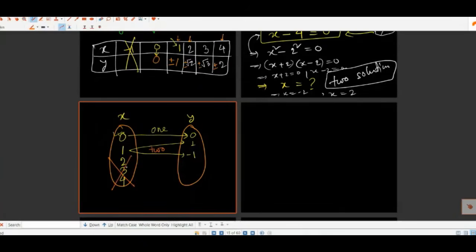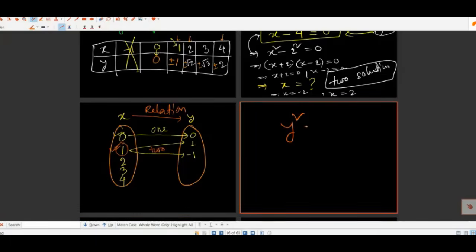We don't need to check the later values. We have understood that this is not a function because for this input 1, we are getting 2 outputs. So this is the contradiction. We still have a relation between x and y, but this relation is not a function. So we can say that y squared equal to x is not a function. Do you understand my point?